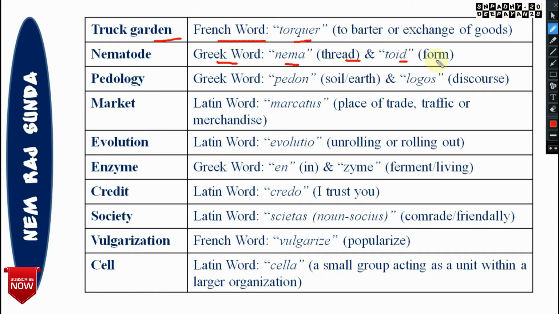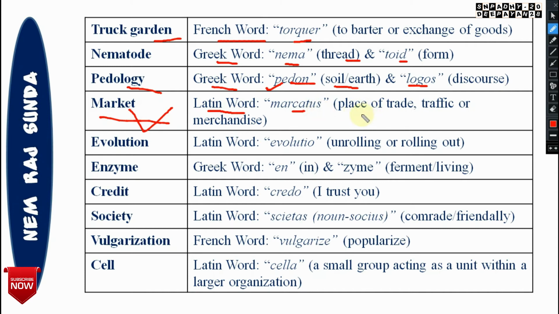Nematodes have a thread-like structure, that's why it is called nematode. Similarly, pedology, again a Greek word, pedon and logy. Logy, all of you know, means to study or discourse. So what is pedon? Pedon means soil or earth, and the study is known as pedology.